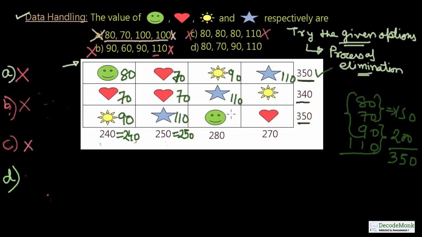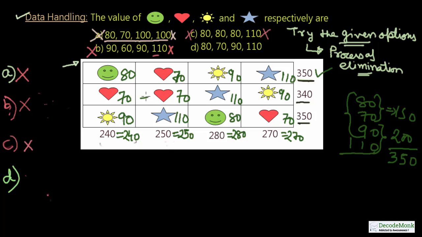Value of star is 110. Value of smiley is 80. So 90 plus 110 is 200. This is 280. At this juncture, you need not carry out calculation further. You can right away tick option D, but for the sake of completeness, I am doing this all for you. Sun is 90, the value of 70, 100 plus 110 plus 90, 200, this is equal to 270. So we have checked everything vertically. Yes, these match correctly vertically.